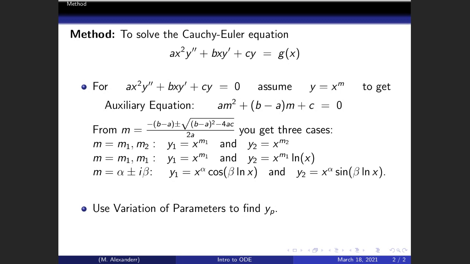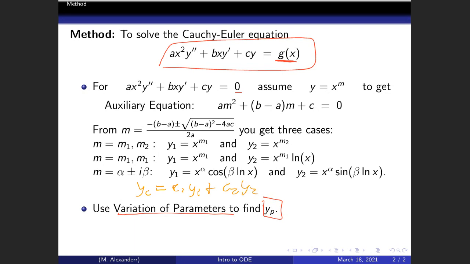Now, when you move on to the big problem that we have in the very beginning, where we have a g function and not just a zero function, then we need to find the particular solution. And for that, we need to use the variation of parameters. If you remember, once you have your complementary solution, which is the combination C1y1 plus C2y2, you technically have your y1 and your y2. For the variation of parameters, you assume that the particular solution is of the following format: u1y1 plus u2y2. And then your goal is to figure out the u1 and the u2.